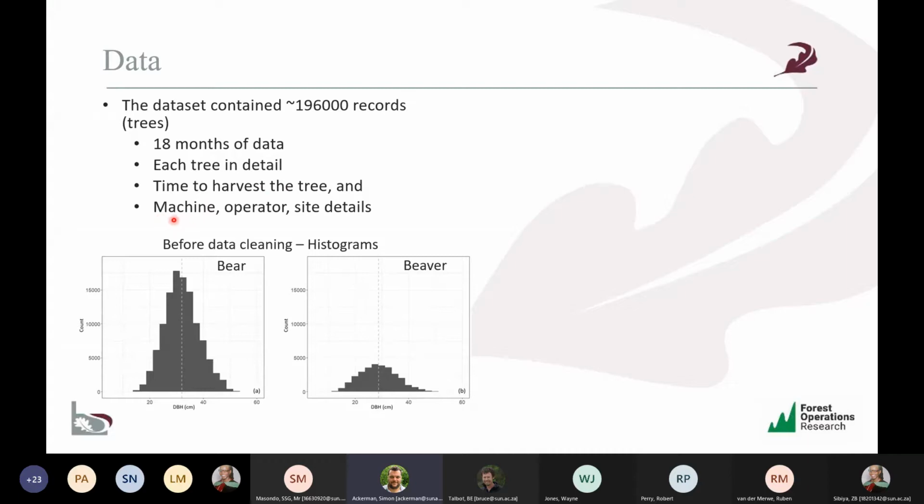Also, other operational details: what the machine was, what the machine's name was that harvested, the operator who harvested, the site, and other details. Looking at the 2 graphs, we have the data before cleaning in terms of histograms. The y-axis is the count of trees, and the DBH is on the x-axis. You can see that the Bear harvested a lot more trees than the Beaver, and also the size range was greater in the Bear. The Bear did harvest bigger trees than the Beaver. The Bear is designed to harvest bigger trees, in other words.